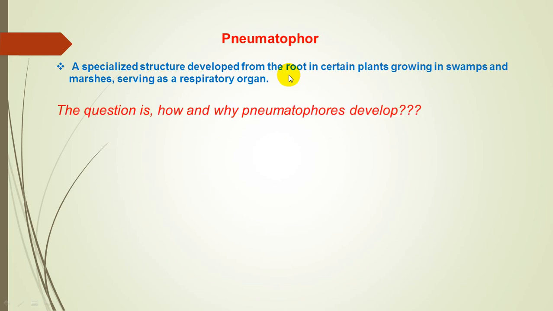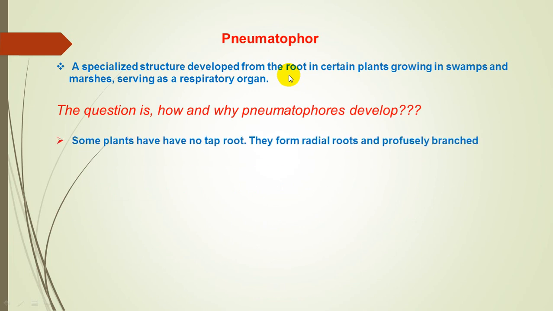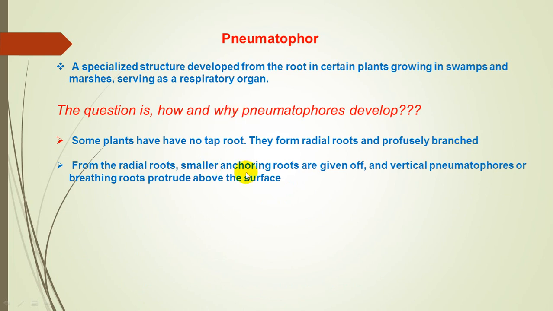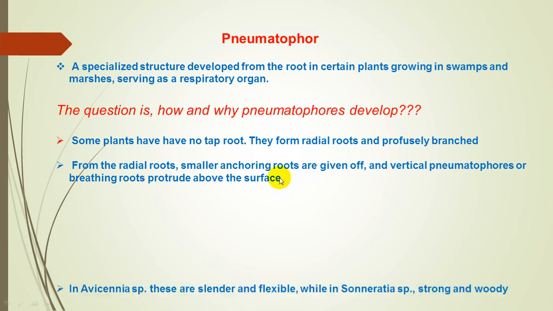Now the question is, how and why do pneumatophores develop? So the answer is, some plants do not have any taproot. They form radial roots and they are profusely branched. So they are so profuse and messy, and the swampy conditions add to the anaerobic condition, and they cannot respire. So from these radial roots, small anchoring roots are given off, and vertical pneumatophores or breathing roots protrude above the surface.